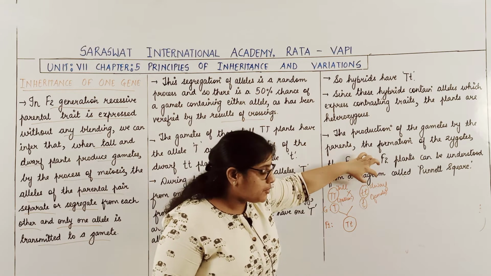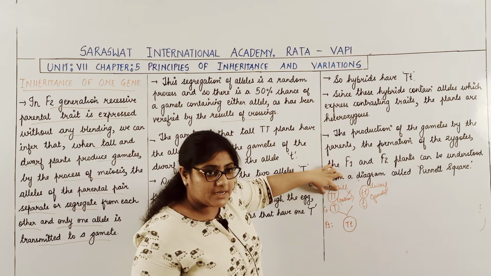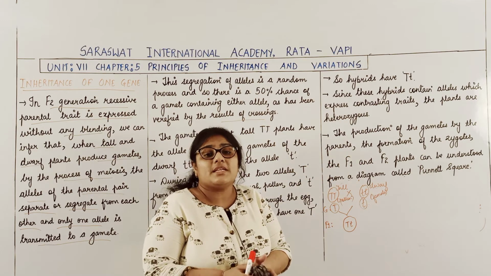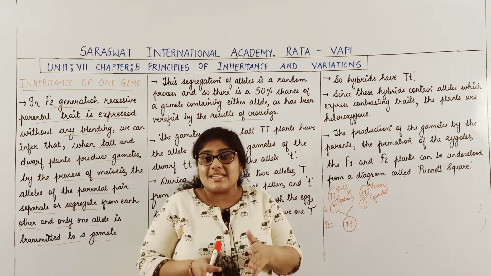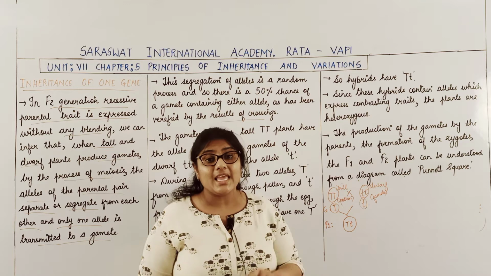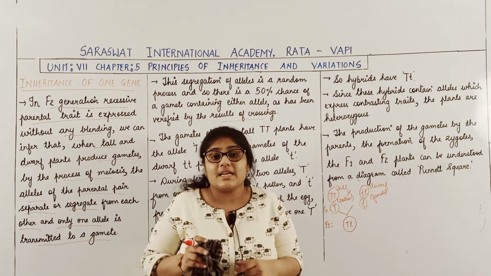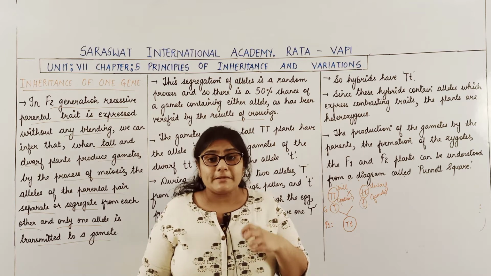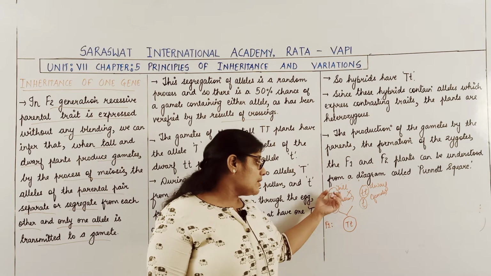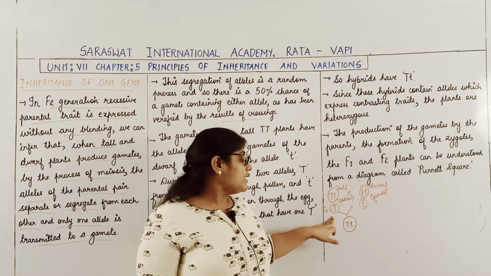The tall parent was having the capital T gene. Now at the time of gamete formation, what happens? The meiosis occurs and segregation occurs. So the gamete will contain only one gene of a pair of alleles, or you can say the gametes contain only one allele of a pair of alleles. So the gametes of the tall plants will contain which allele?